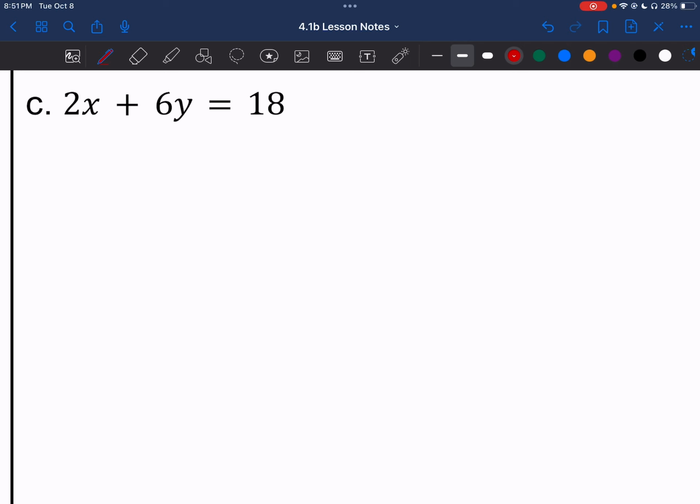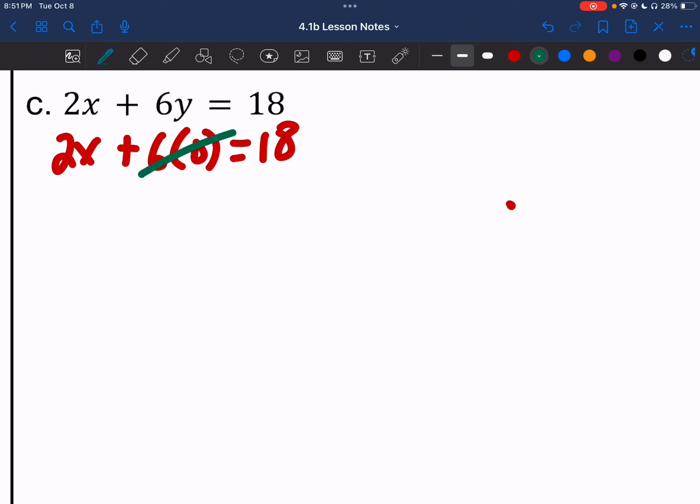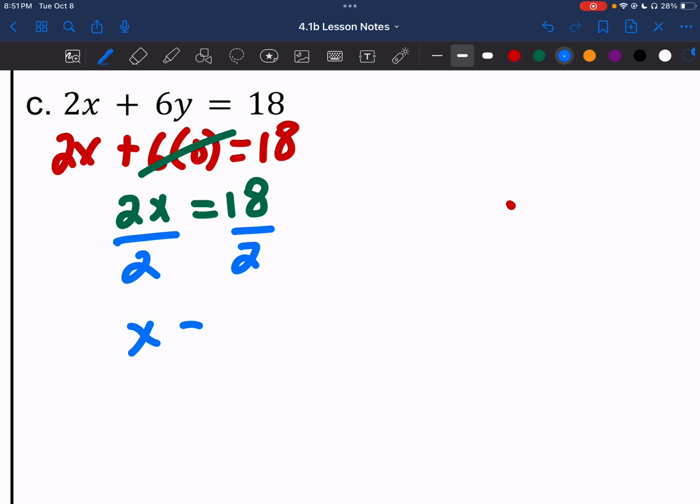So my first step is going to be to find my x-intercept. So we have 2x plus 6 times 0 equals 18. You'll notice I still continue to substitute in my value in parentheses just so that I remember that we are doing multiplication in that step. So we're left with 2x is equal to 18 after 6 times 0 cancels out. And then we divide both sides by 2, and x is equal to 9.